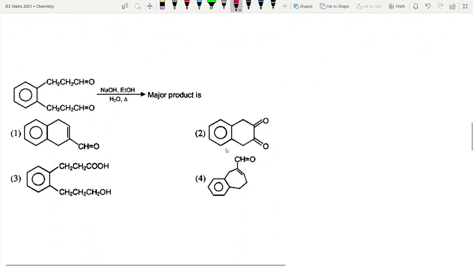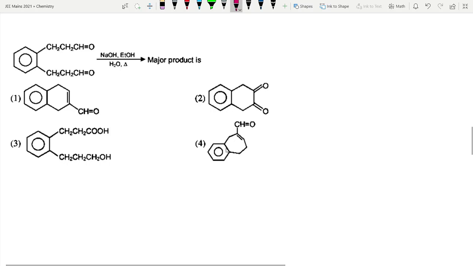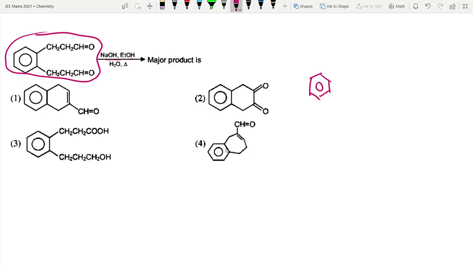Now let's move on to the next one. Okay, now what is this? Aldehyde and NaOH, EtOH, aldol condensation, I feel like. Yes, let's see. Okay, this is the question which my student was talking about this evening, and he explained the answer to me, so I know what's going to happen.